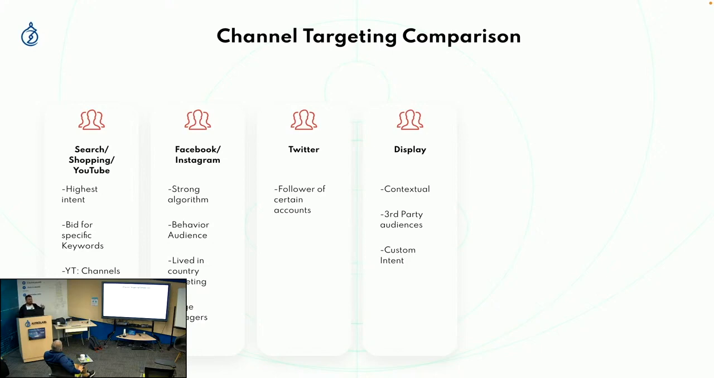Then you can do custom intent. For example, people who searched for this keyword in the last one month. Or, let's say, what do you do, sir? I'm in sustainability services. Right? Now, you are in sustainability services. Let's say you know that a lot of your audience goes to the Zayed sustainability price landing page, right?